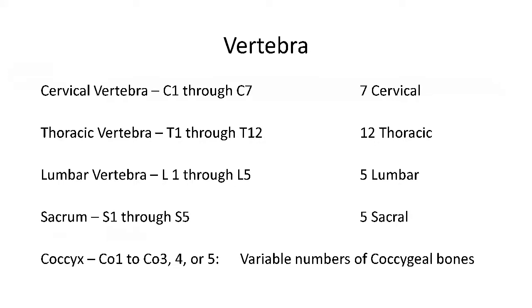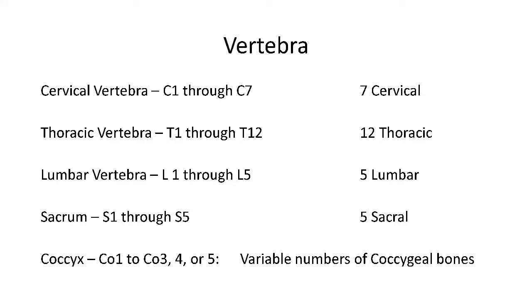The vertebra are the cervical region, thoracic region, lumbar region, and sacrum with the coccyx. There are 7 cervical vertebrae, and we number them C1 through C7. There are 12 thoracic vertebrae that we number T1 through T12. There are 5 lumbar that are numbered L1 through L5. There is 1 sacrum, but it has 5 sacral vertebrae. So there are 5 bones in the sacrum that are fused together.